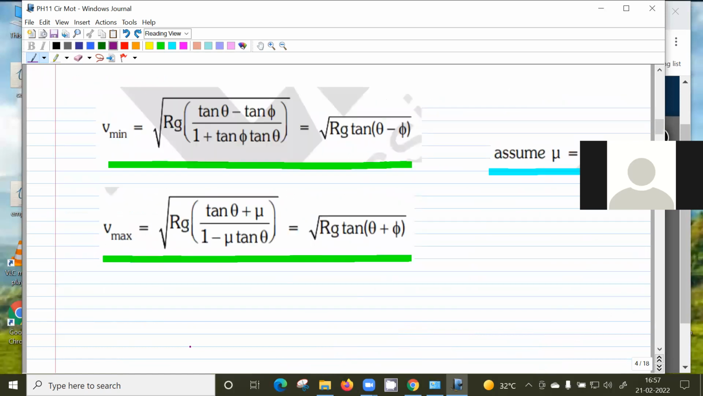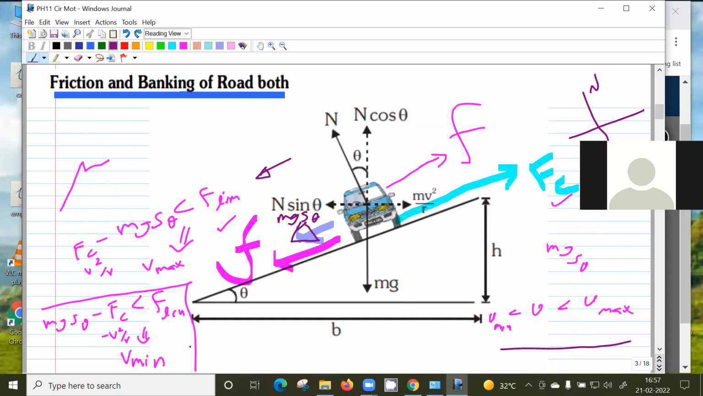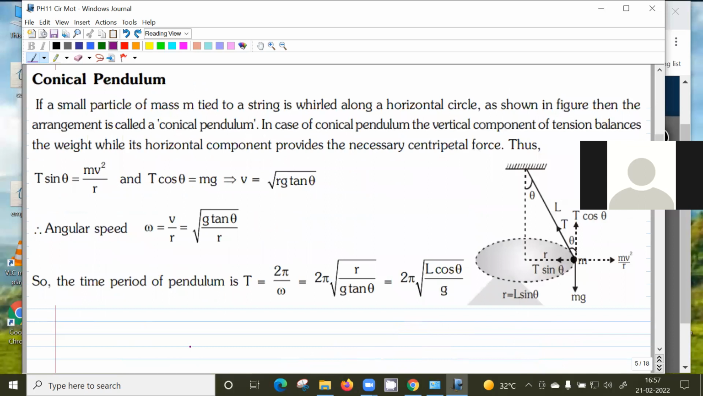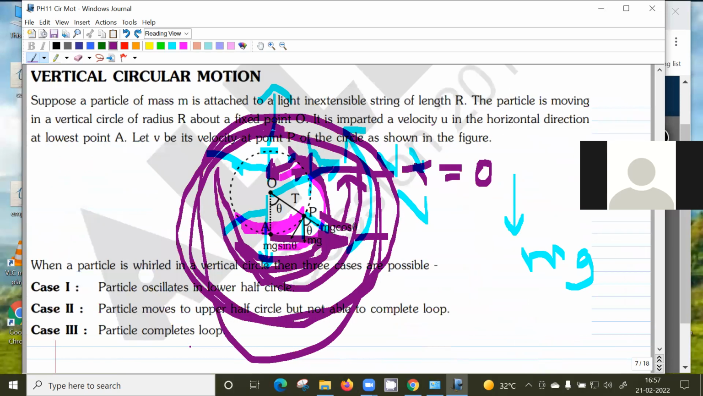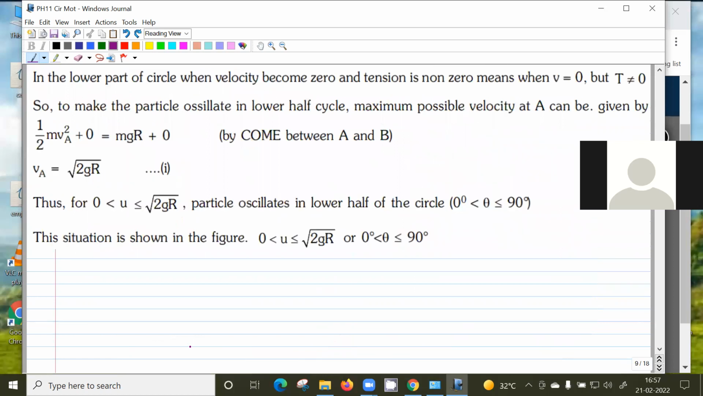So what I wanted to say is that the complications in circular motion are only these things. One is a simple one: there is a minimum velocity, and velocity should be greater than that. Here there are three cases, and here you have to find the tension as a function of theta.